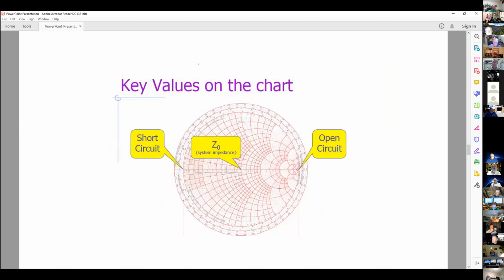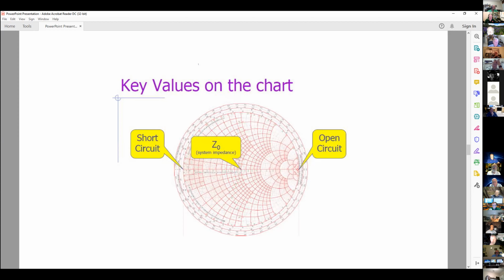So the key values on the chart, on the right-hand side here, it would be essentially an open circuit. In the middle would be your characteristic impedance, or if you're using it as a fraction, would be 1. So let's say our characteristic impedance is 50. So we divide 50 by 50, we get 1. Okay, so that plots in the center. You can see it right there. That's 1. Okay, a short circuit or 0 ohms is over here, and infinite ohms is over here.